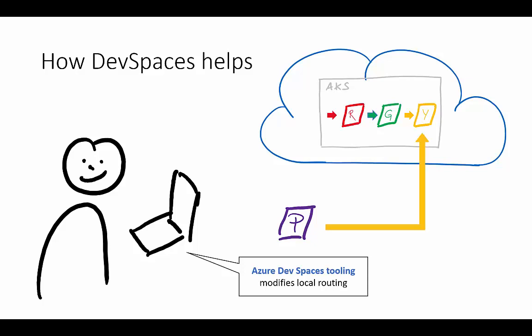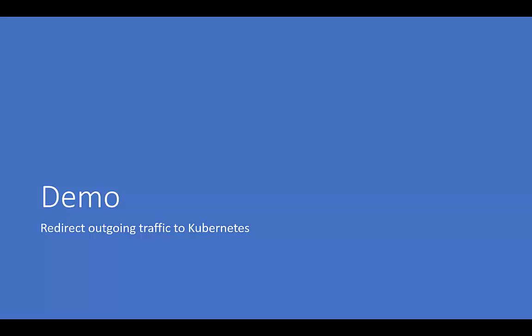That means outgoing requests from your application will be forwarded correctly with a correct name resolution for services in AKS while it stays on your local client machine. Let's take a look at what this looks like.